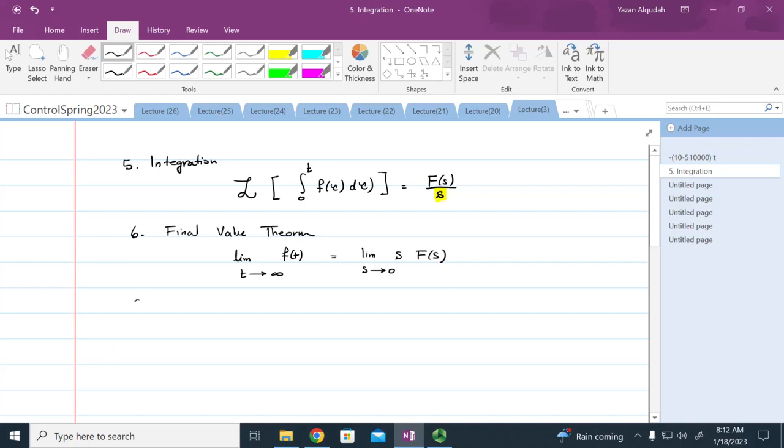Another property that is very related is the initial value theorem. The limit as t goes to 0 of f of t is equal to the limit as s goes to infinity of s multiplied by F of s.